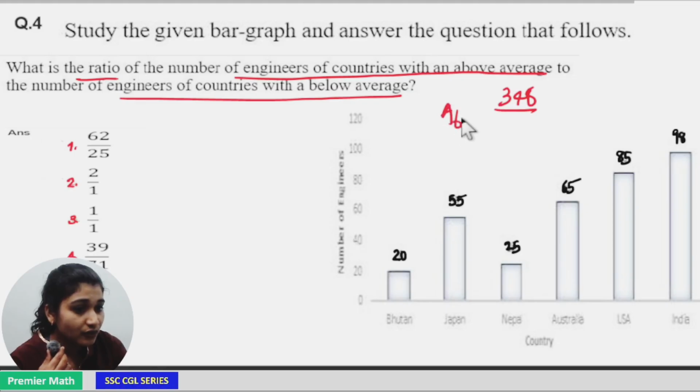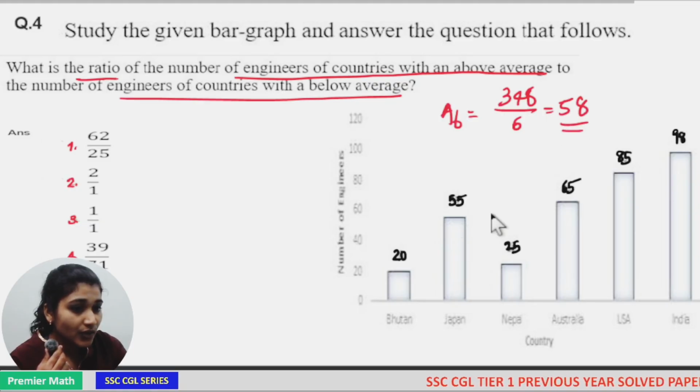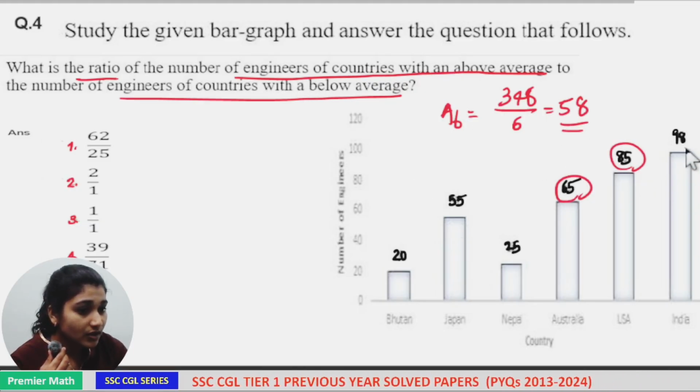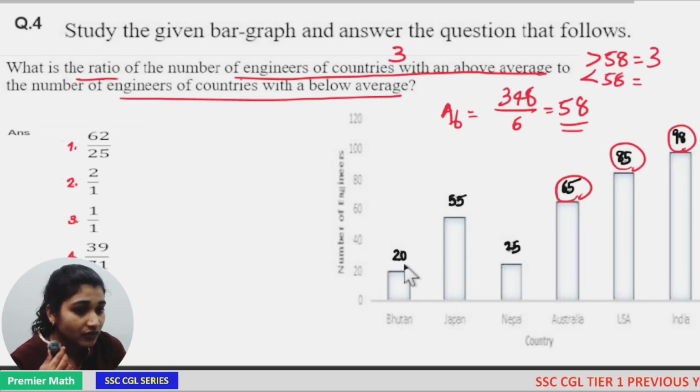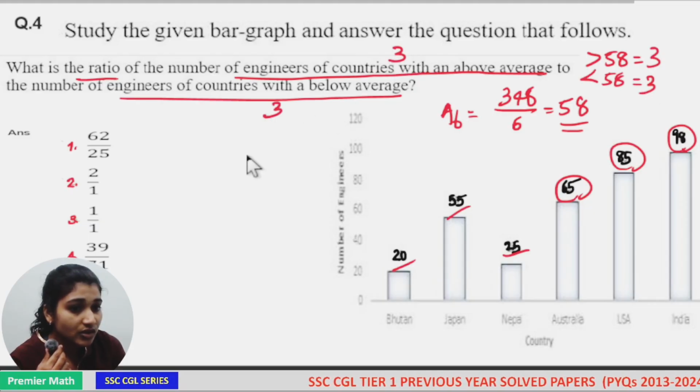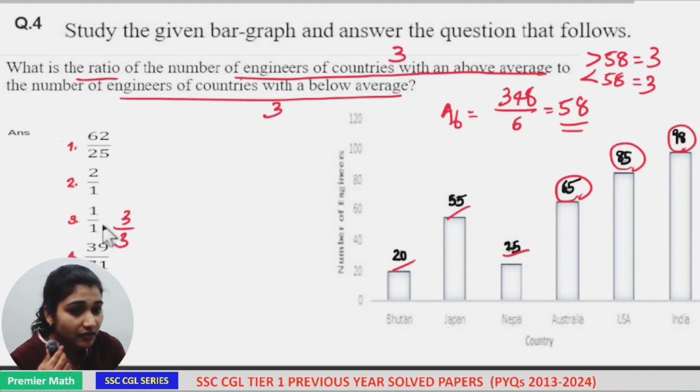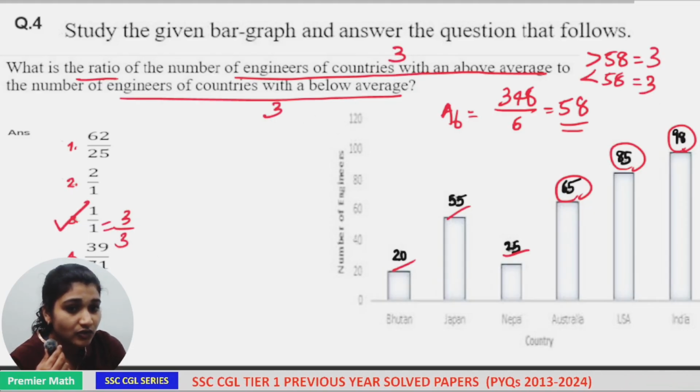So take the average of the 6 countries, which is equal to 58, since 6 goes 5 times in 30, 8 times in 48. So here engineers of countries with above average means total 3 countries, that is above average, greater than 58. And below average means less than 58 average, which is total 3 countries. Now here the ratio is equal to 3 by 3, which is 1 by 1. Option 3 is your answer.